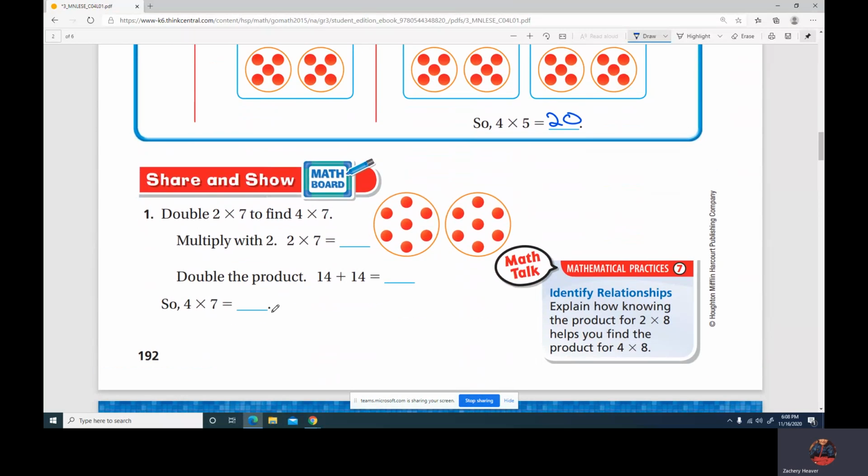So it says to double 2 times 7, then find 4 times 7. Well, we know 2 times 7, which is 7 plus 7, is 14. Now to find 4 times 7, all we do is take 2 times 7, which is 14, and double it. 14 plus 14, if we do mental math, is 28. So that means 4 times 7 is 28. So we take this 4, make it half, and then double it back to make it easier.